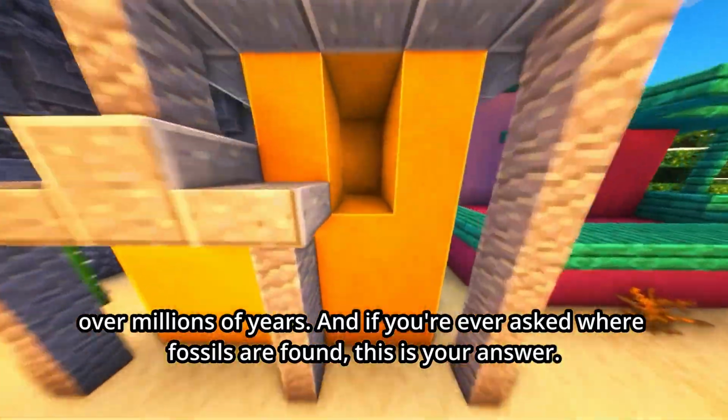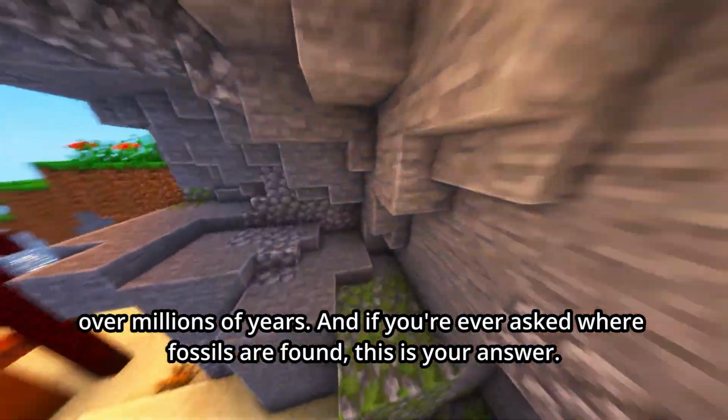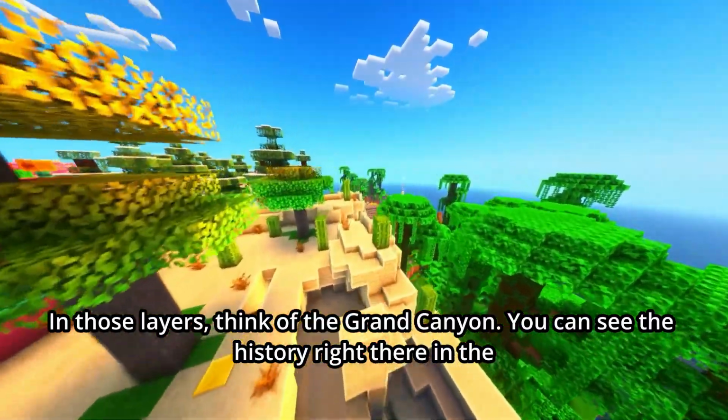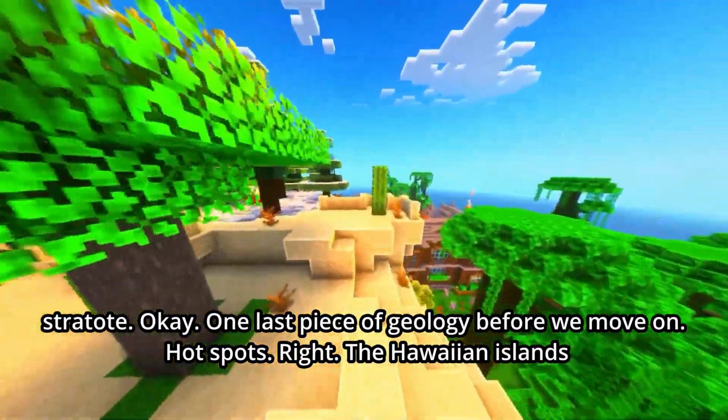And if you're ever asked where fossils are found, this is your answer. In those layers. Think of the Grand Canyon. You can see the history right there in the strata. Okay, one last piece of geology before we move on.